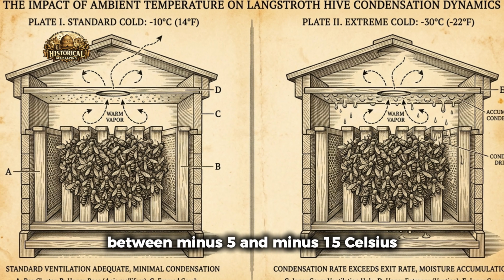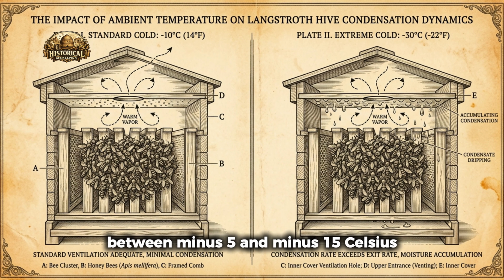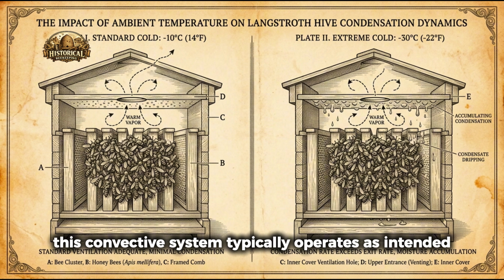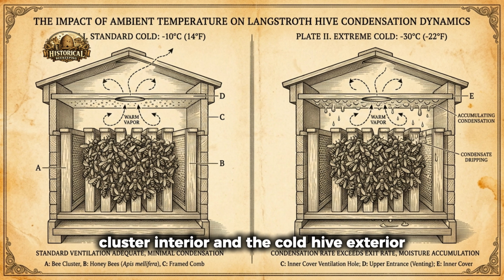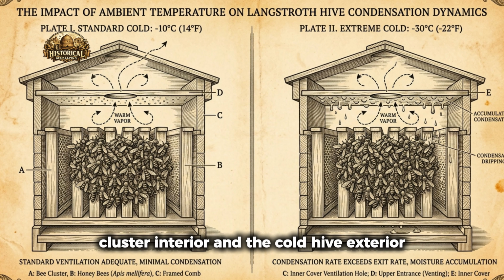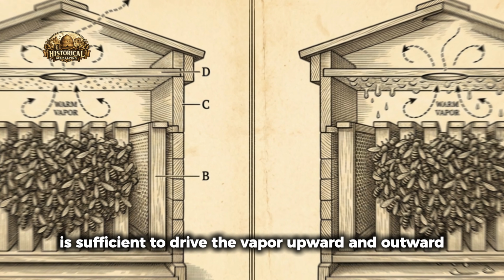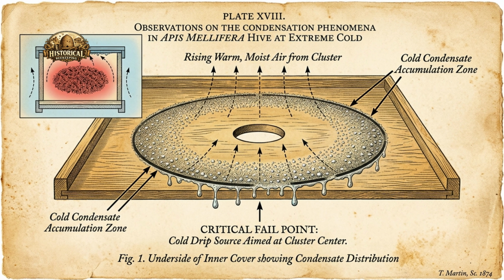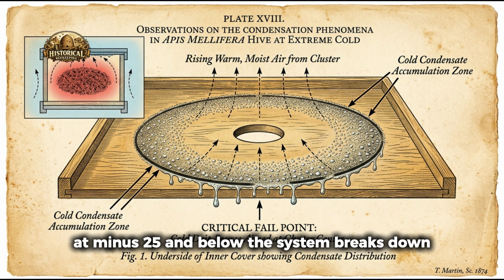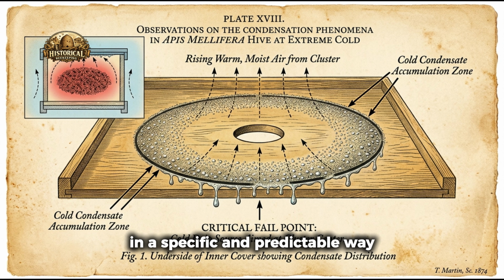At ambient temperatures between -5 and -15 Celsius, this convective system typically operates as intended. The temperature differential between the warm cluster interior and the cold hive exterior is sufficient to drive the vapor upward and outward before significant condensation occurs on the hive's inner surfaces. At -25 and below, the system breaks down in a specific and predictable way.